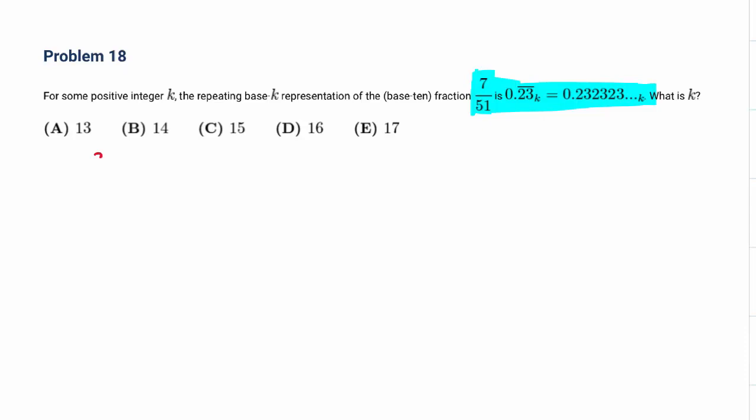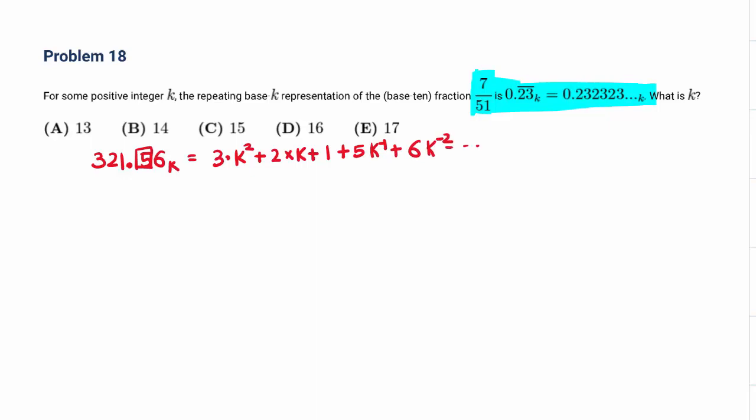321.56. This is a base-k number. How can you express this one? 300 is what? 3 times k squared, right? And 2 times k, and 1 times k to the zero, which is 1, plus the decimal part. How can you express the decimal? 5 times k to the minus 1, right? The next number, 6, is 6 times k to the minus 2, right? That's the way. Keep going.